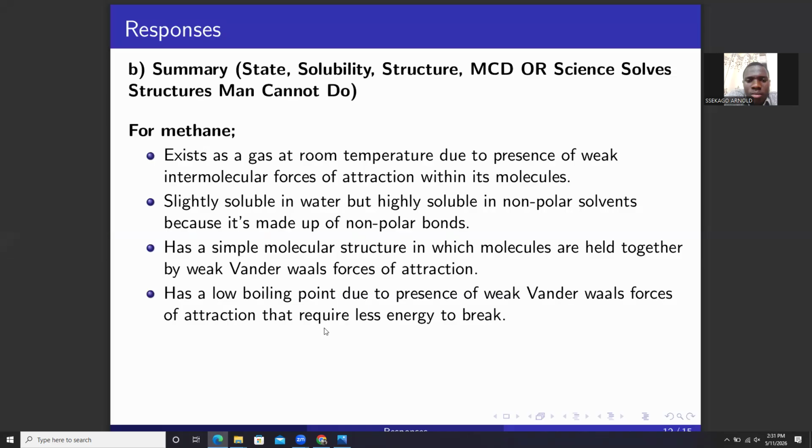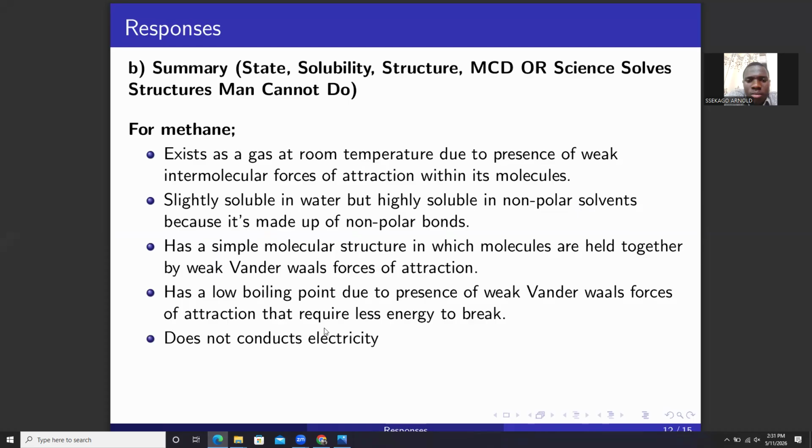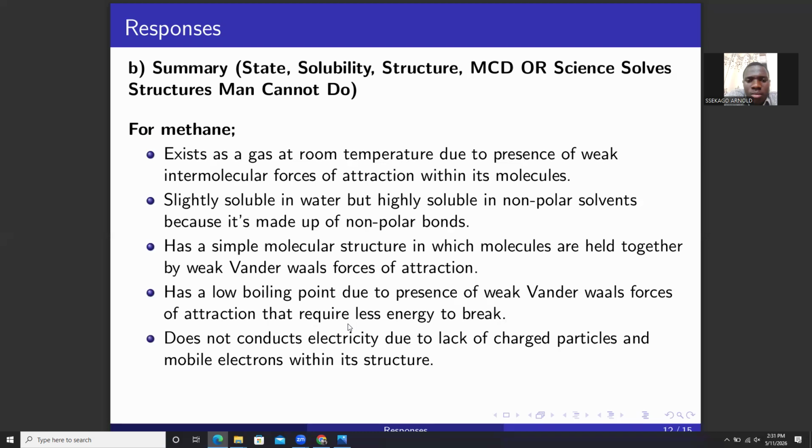Then, after melting and boiling point, conduction. Methane does not conduct electricity. Colleagues, earlier on I said that for anything to conduct electricity, it must be made up of ions or electrons. Methane is a component of natural gas. You cannot split methane to form ions. Methane is not made up of charged particles, I'm referring to ions. Methane does not have free electrons. Therefore, it does not conduct electricity due to lack of charged particles and mobile electrons within its structure.